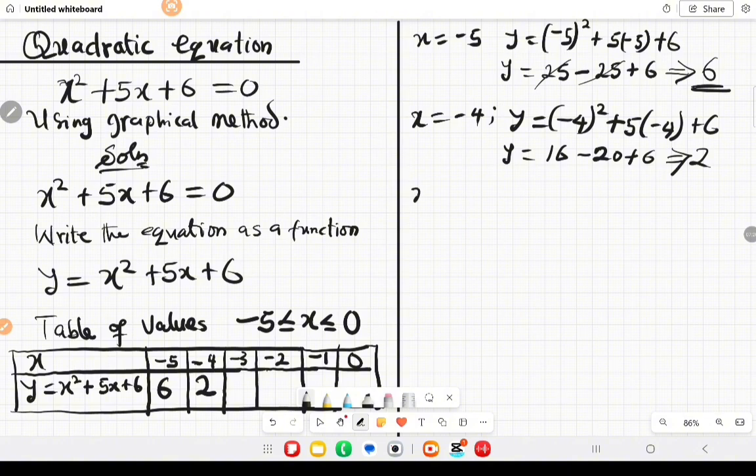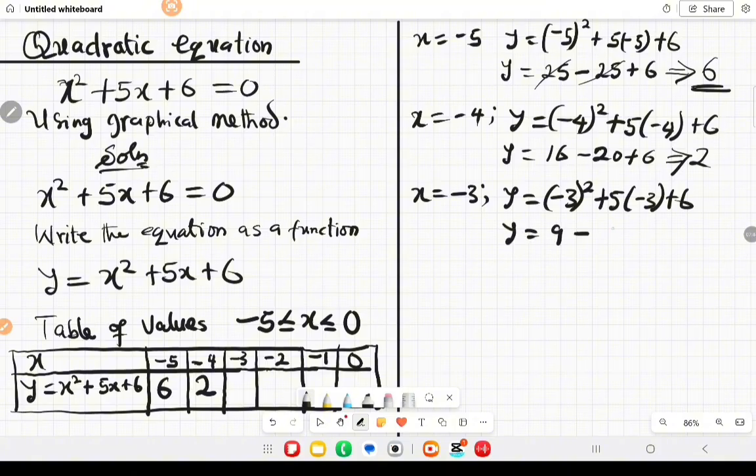Then we take x equal to minus 3. We have y equals minus 3 all squared plus 5 times minus 3 plus 6. Minus 3 squared gives us 9. 5 times minus 3 gives us minus 15, plus 6. When we add this up, we have 0. We come back and put 0.